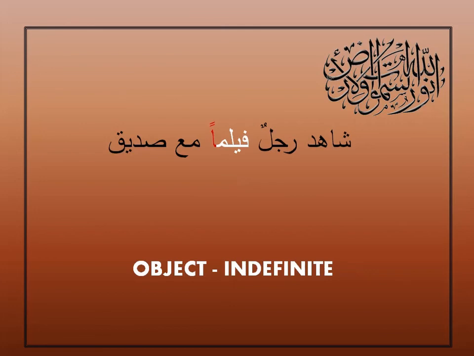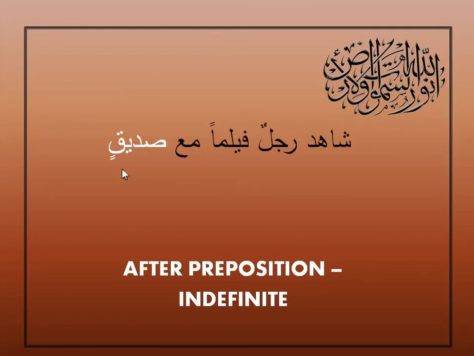Alright, let's go to the last word. Ma Sadiq. He's with a friend. He has many friends. It's obviously after a preposition, and so it's indefinite, so we're going to use a tanween. Right? Sadiqin. Shahida rajulun filman ma sadiqin. Okay, that's what we get. Notice we've got three vowels, three cases. This is the order they go in.